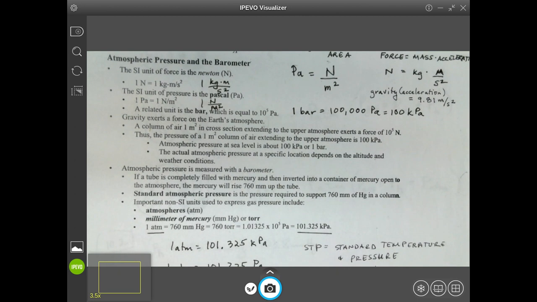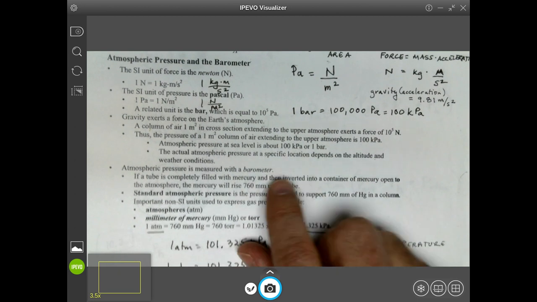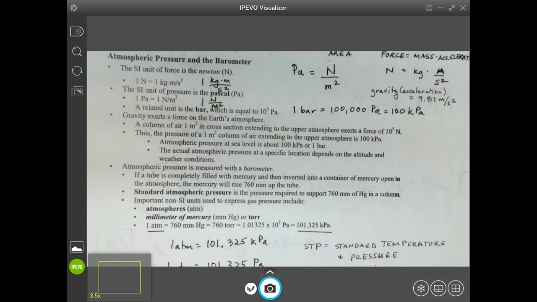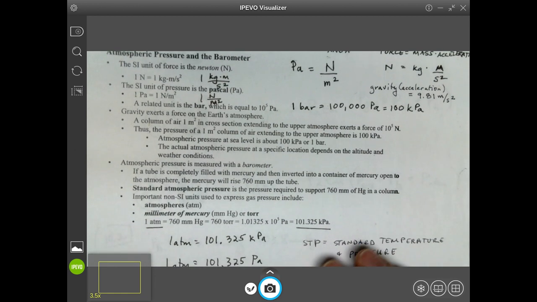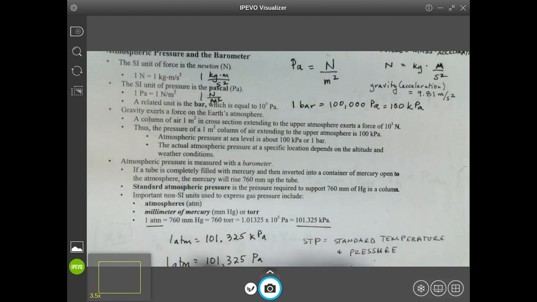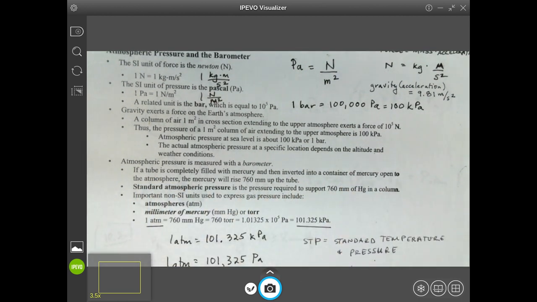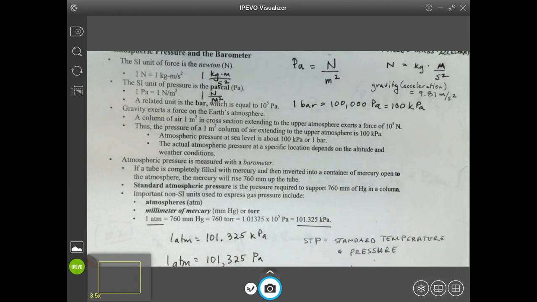Atmospheric pressure can be measured with a barometer, literally a barometer. Bars are pressure, meter is something that measures it. So a barometer measures air pressure. If a tube is completely filled with mercury and then inverted into a container of mercury open to the atmosphere, the mercury will rise 760 millimeters up the tube.